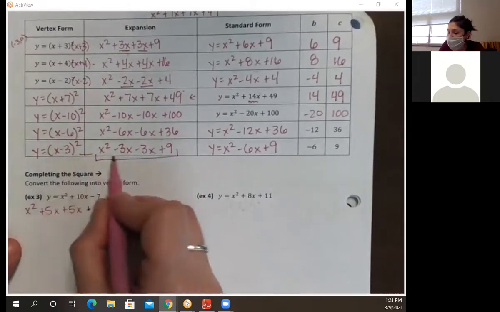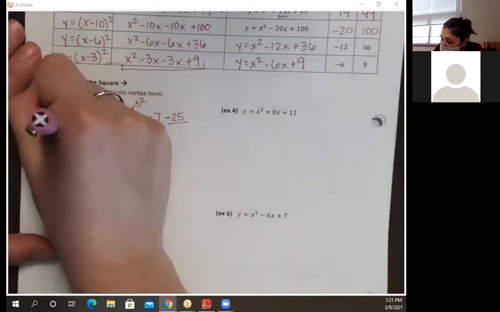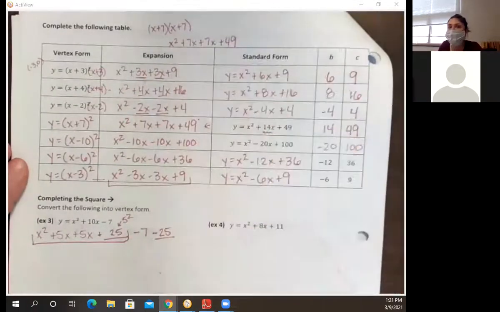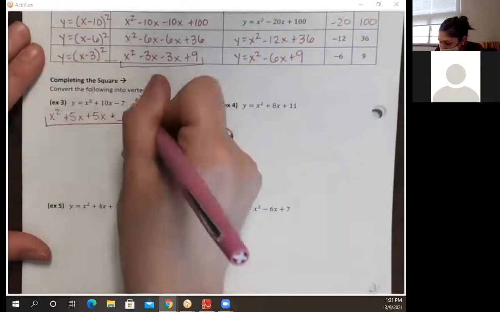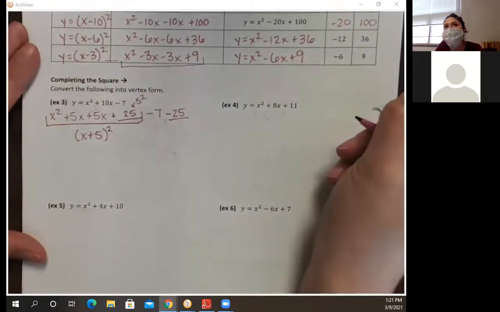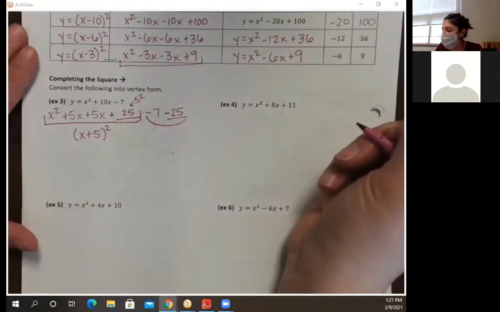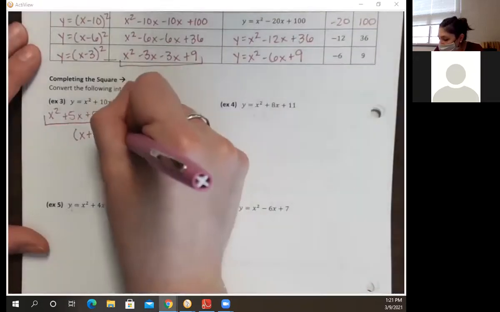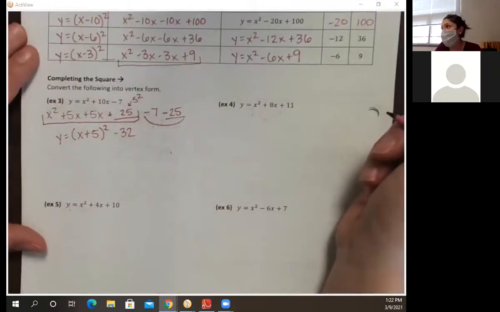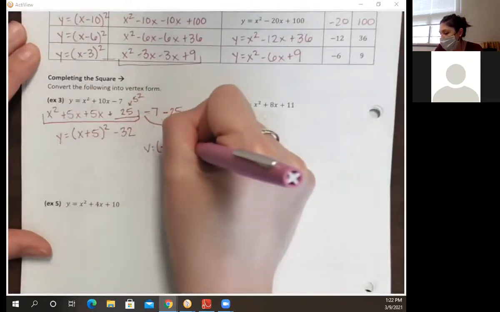Okay, what I want is to be able to write this part of my function as something squared. And I can do that now because this part follows the same format that we saw in our table here. So this part would be x plus 5 squared. And now for this part, I'm just going to combine those like terms. So negative 7 minus 25, that would be negative 32. And there I have vertex form for my function. My vertex here would be negative 5, comma, negative 32.